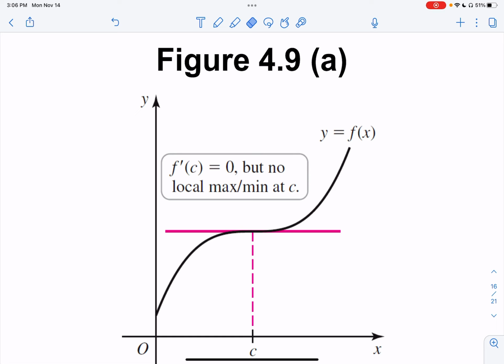There's no local max or minimum here, but you'll notice that with this, what is probably a somewhat transposed cubic function, there's no maximum or minimum, but we definitely have a slope here that's equal to 0, right? Right here, you can see that. All right.